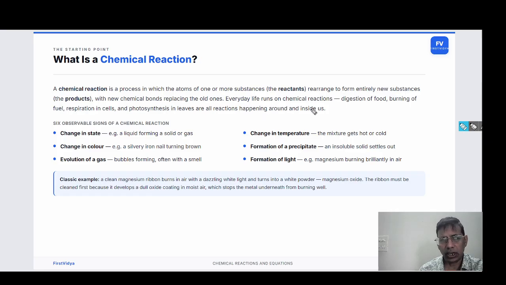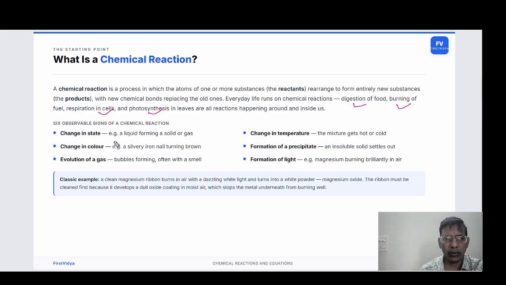Everyday life runs on chemical reactions, like digestion of food. We may not recognize that a chemical reaction is happening, but in very simple day-to-day life, whatever we see here, like digestion of food, burning of fuel, respiration in cells, then photosynthesis, all these are examples of chemical reactions. So, six observable signs of a chemical reaction. How can we observe that a chemical reaction is happening?